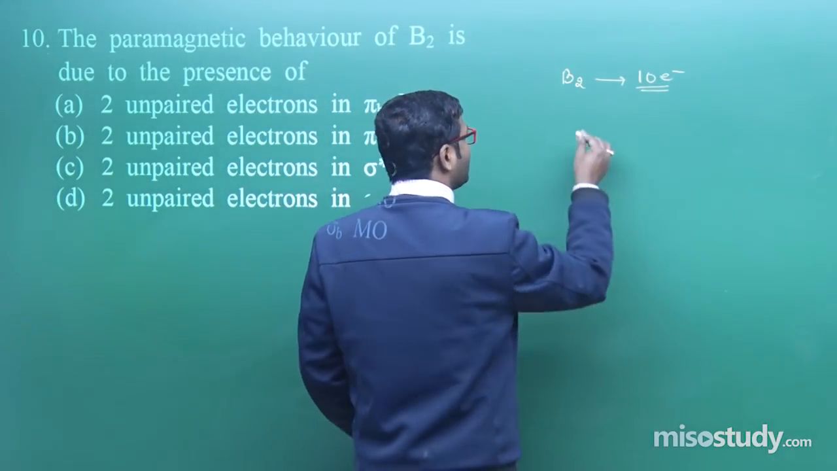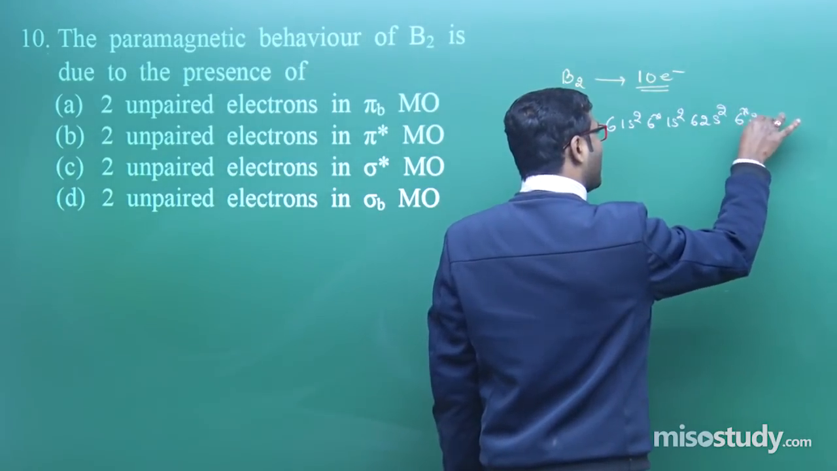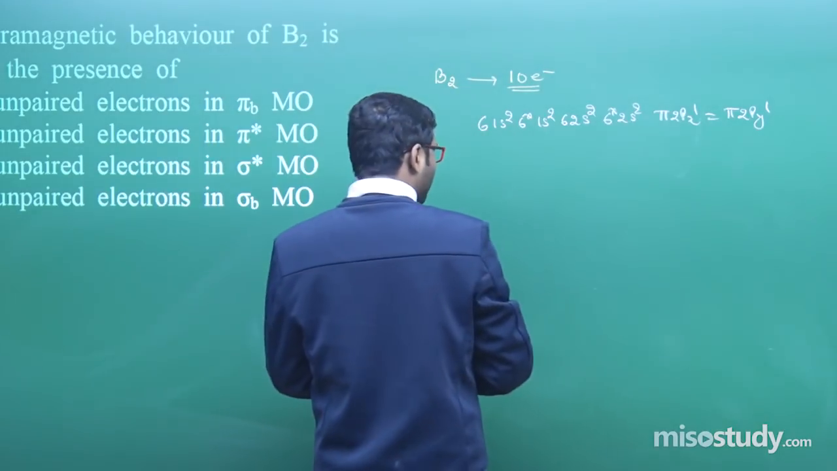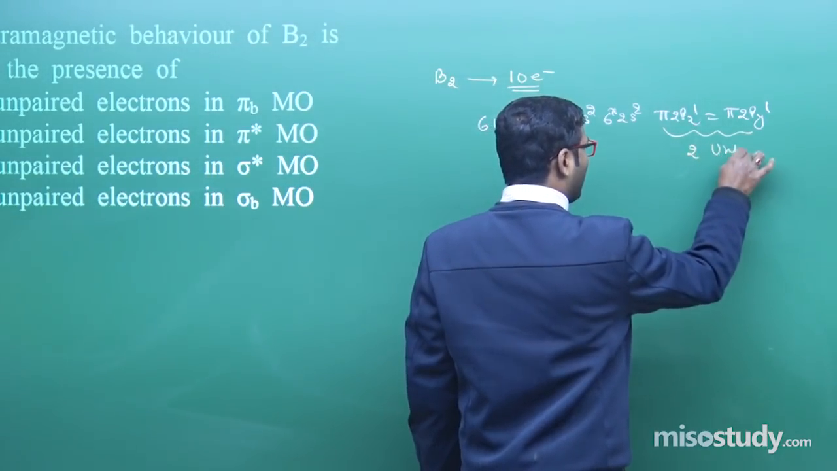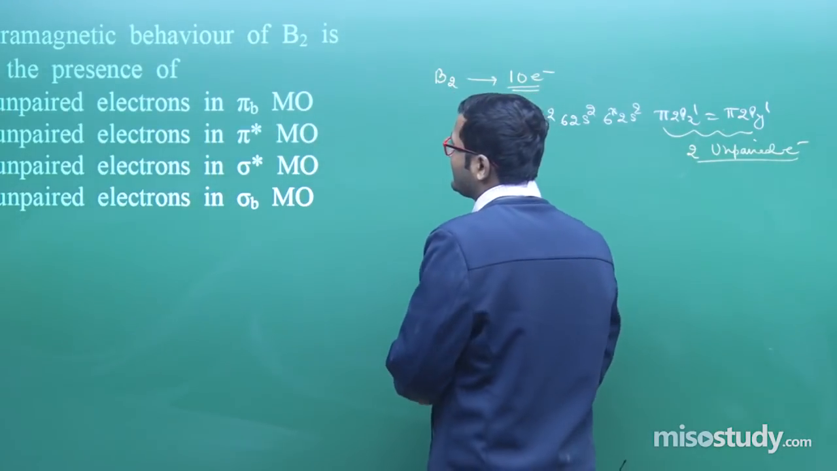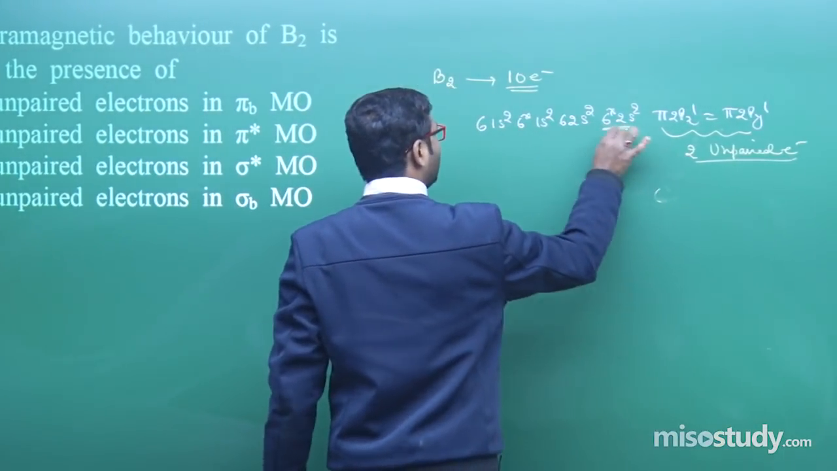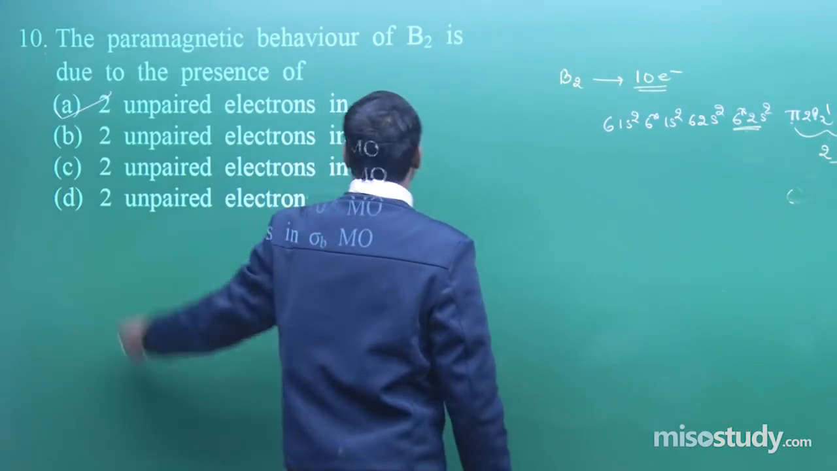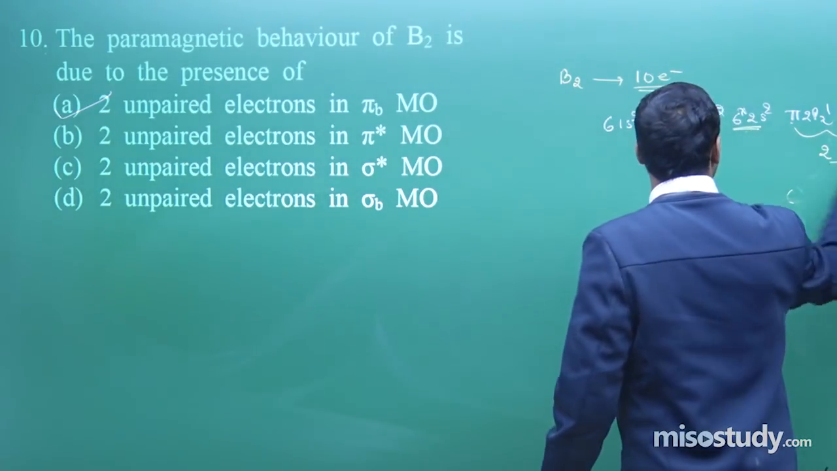And how to write the electronic configuration? That is sigma 1s2, sigma star 1s2, sigma 2s2, sigma star 2s2, then pi 2px1, then pi 2py1. Now, each of pi 2px and pi 2py, which are bonding molecular orbitals, contains 1 unpaired electron. Due to the presence of unpaired electrons, B2 is paramagnetic in nature. Sigma star is anti-bonding, pi is bonding. So the answer will be 2 unpaired electrons in pi bonding molecular orbital. For this question, A is the correct option. Clear to you? Again, A is the correct option.